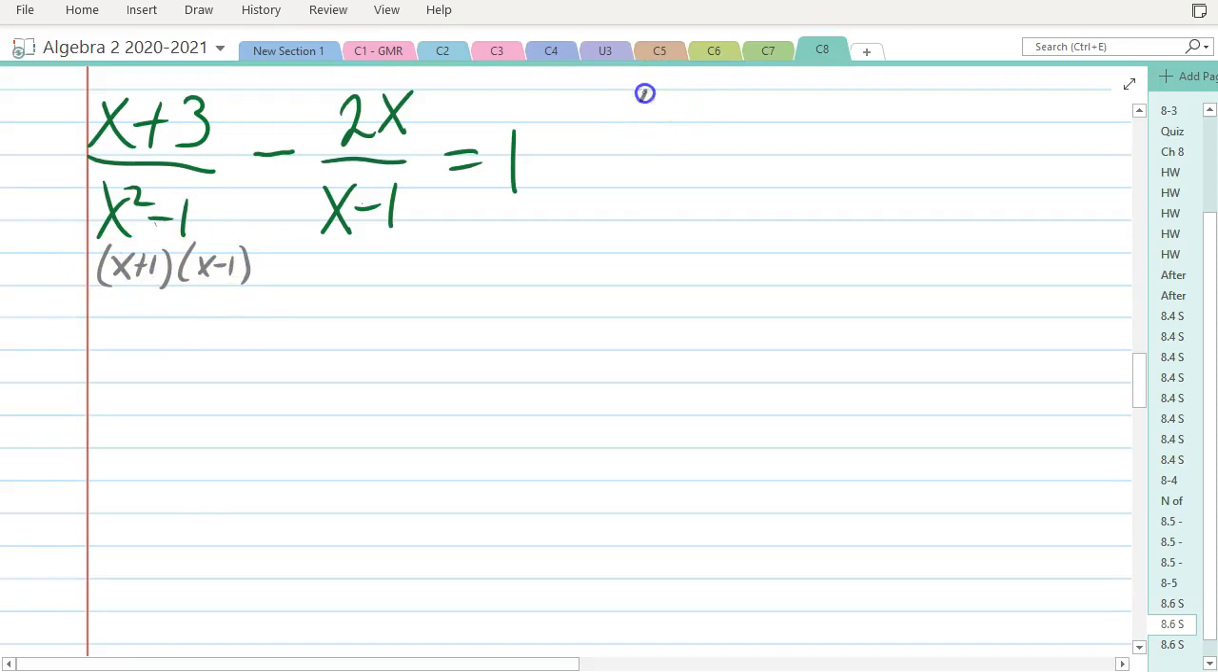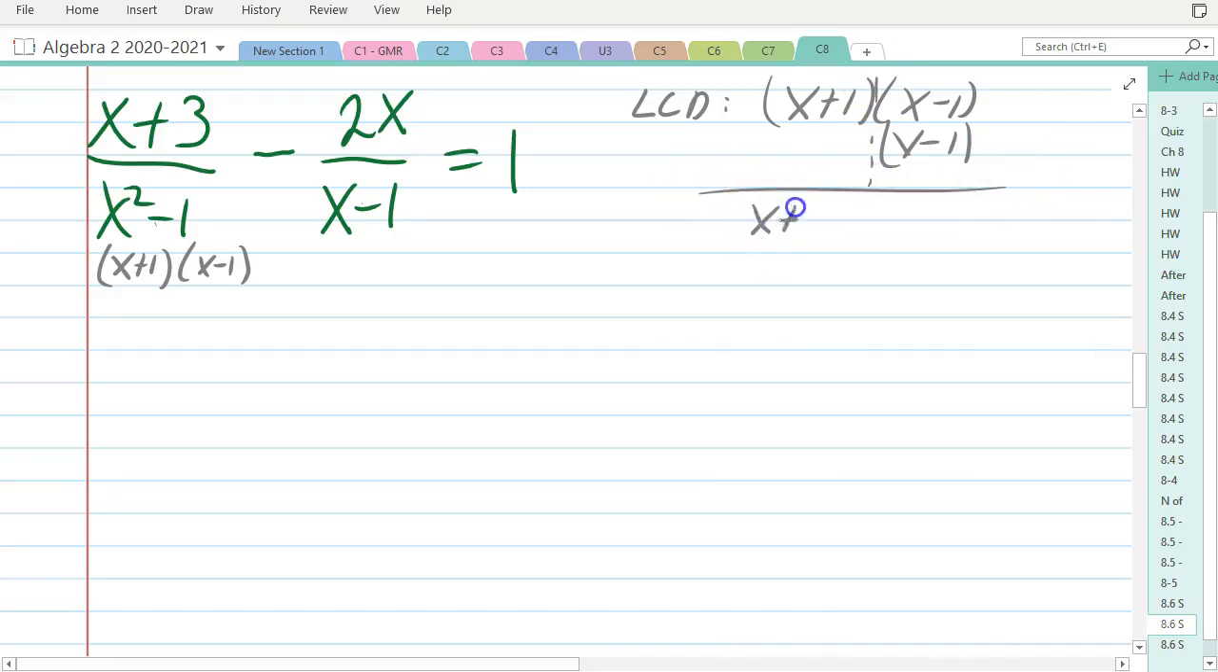Now I'm going to find my least common denominator. The first fraction has an x plus 1 and an x minus 1. The second fraction has an x minus 1, and there is no third fraction. So that means my least common denominator, I'm going to take one factor from each of the columns, x plus 1, x minus 1. That means all the way down, I'm going to multiply an x plus 1 times an x minus 1. Remember, what I do to one side, I do to the other. So I have to do this to the whole thing.